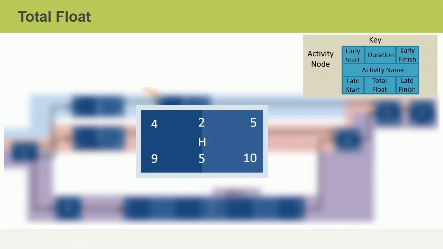So Activity H has 5 months of float. That is 5 months of flexibility. Activity H can start any time between April 1st and September 1st and can finish any time between the end of May and the end of October.